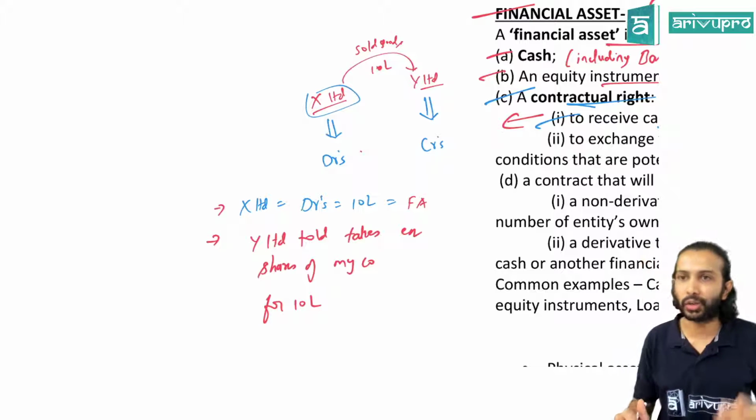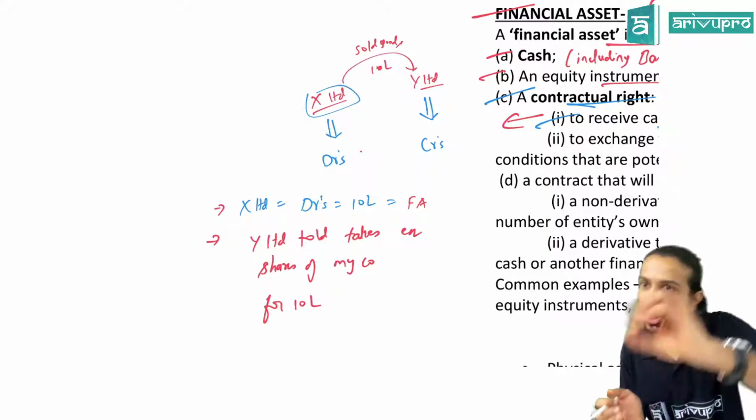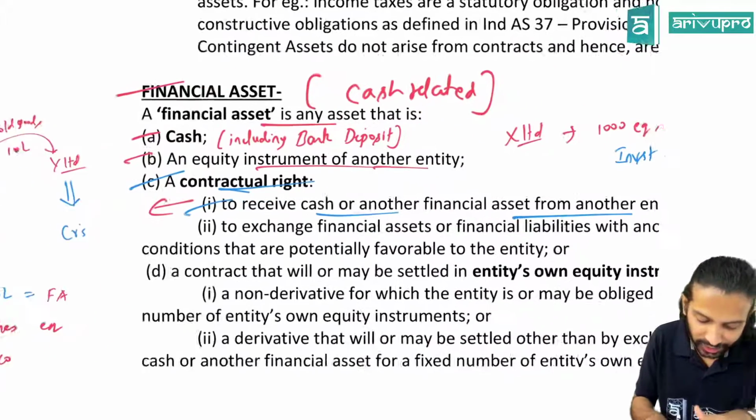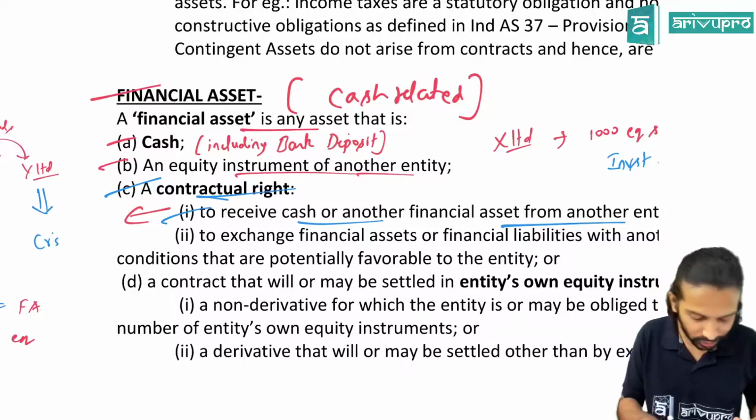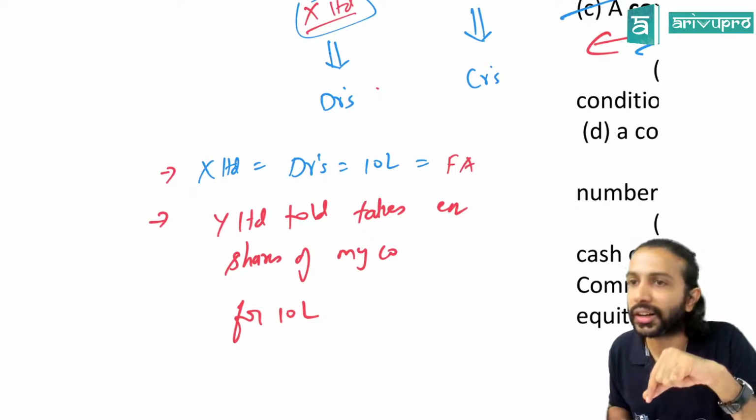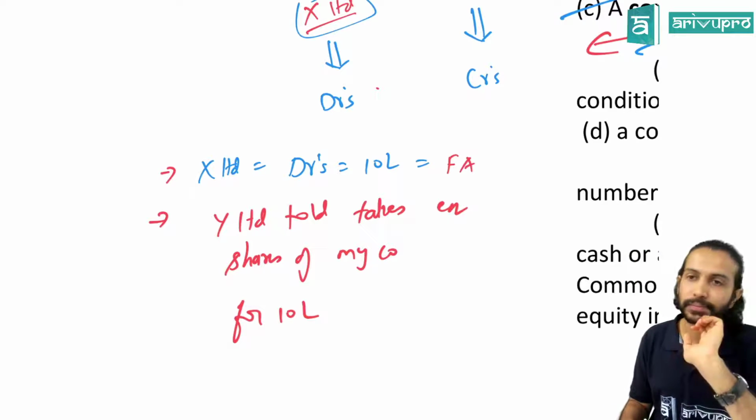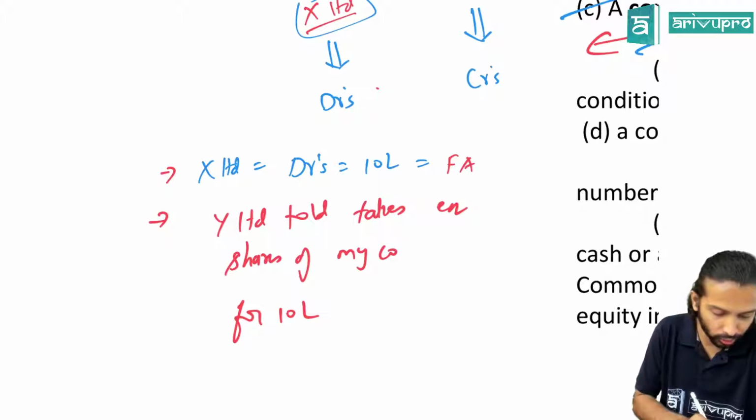That means what do we have here? Do we have a contractual right to receive cash? No. We have a contractual right to receive equity shares. And as per point number 2, equity shares of another company is a financial asset. Since you are receiving equity shares of Y Limited, it will also be treated as a financial asset. Are we fine so far?